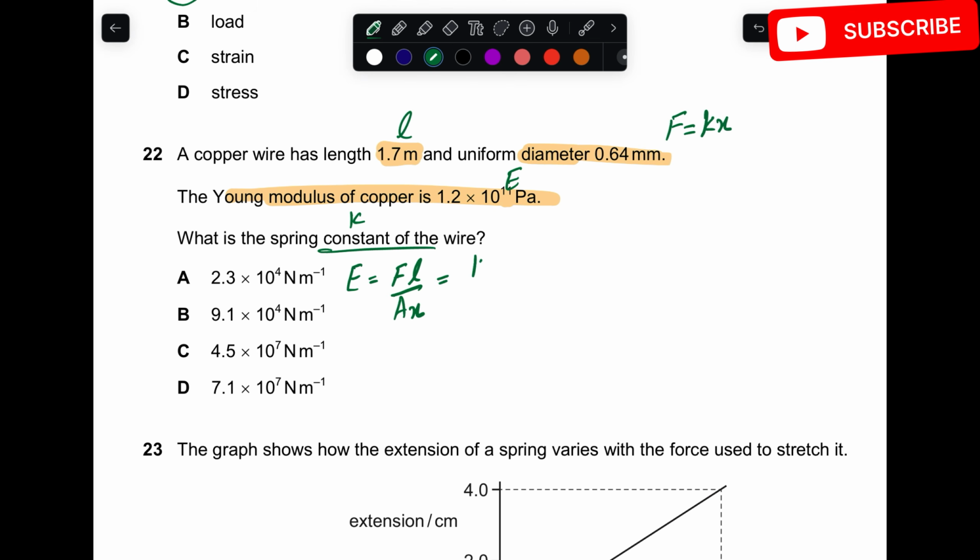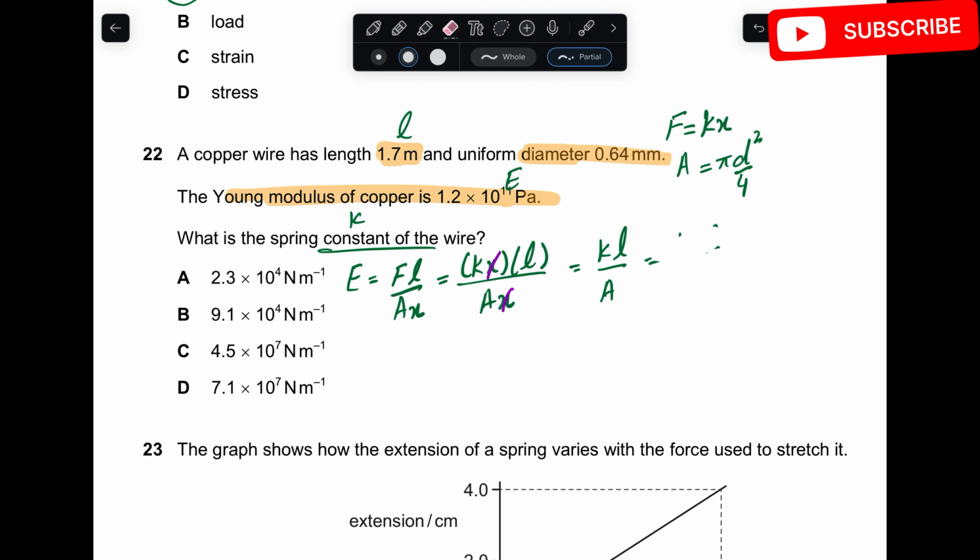So we can put it here. kx over Ax. So if you see, this x will cancel out with this x and I will get k into L divided by A. Okay, we don't have the area. We know area is basically pi d squared divided by 4. You should memorize this formula, okay? Let's first rearrange this thing. First rearrange, then we can put the value.